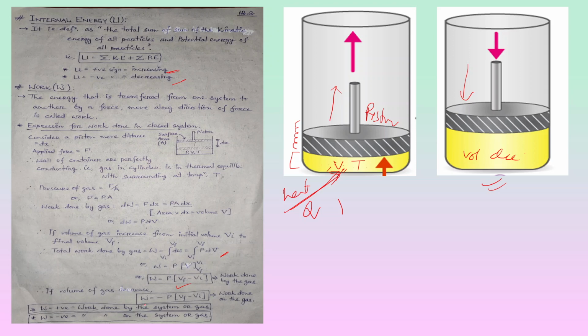Now we get this relation: when W is positive, that means work is done by the system or gas. And if we get W with a negative sign, that indicates work is done on the system or on the gas.